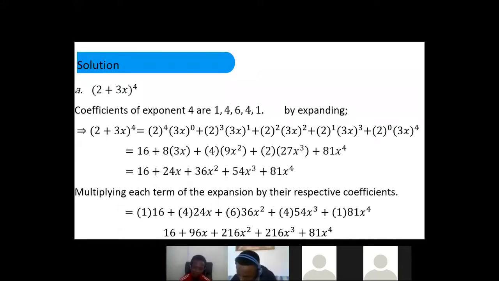Our fifth term gives us 2 exponent 0. The 2 has decreased again by 1 in power, and the 3x has now increased again to exponent 4. And that will give us our last expansion.